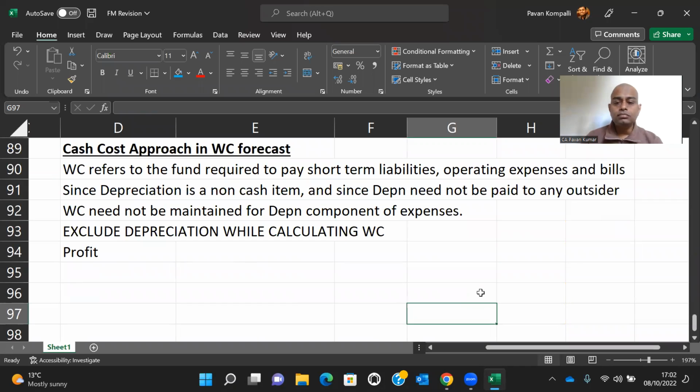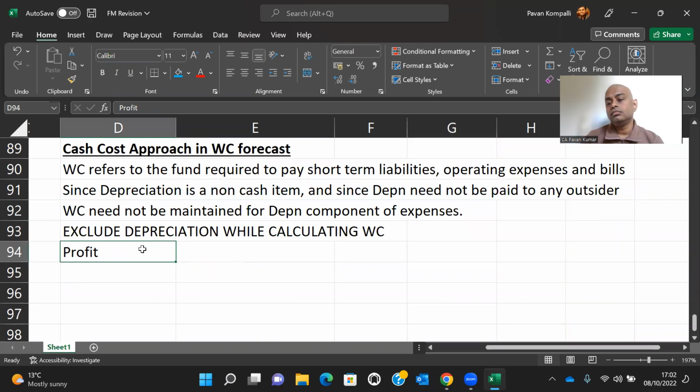You understand? Cash cost approach says eliminate depreciation, eliminate profit while calculating working capital. Khatam. There is nothing, no nuclear science, nothing beyond this.